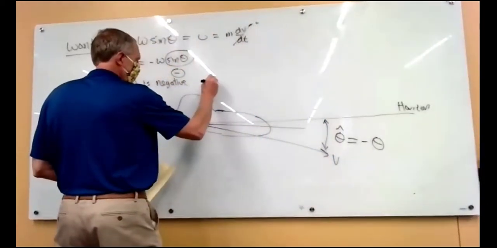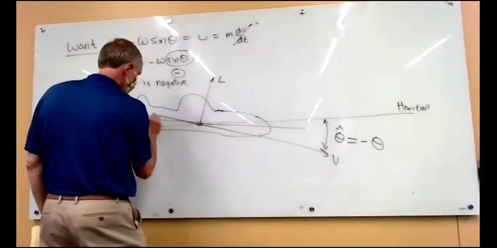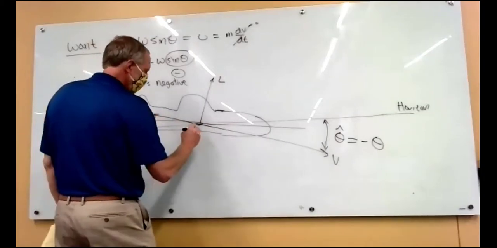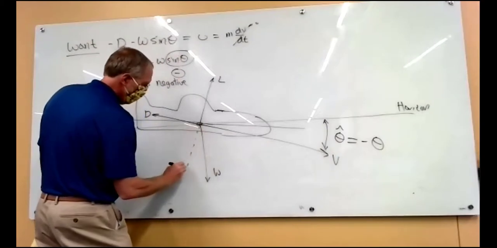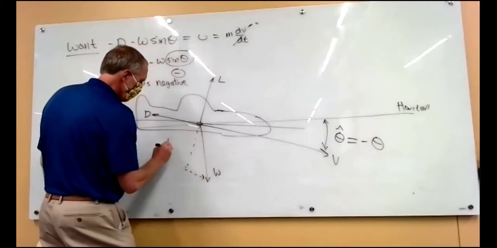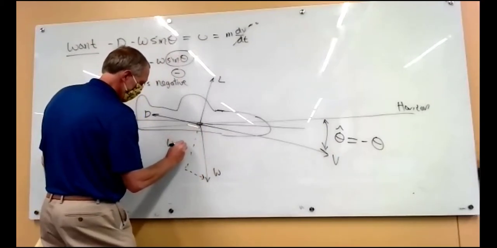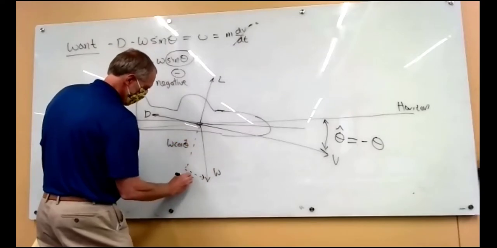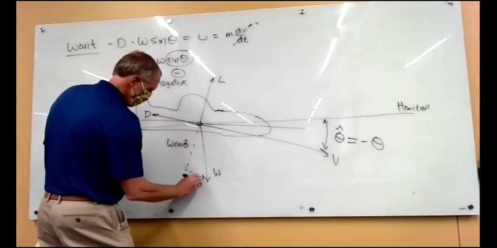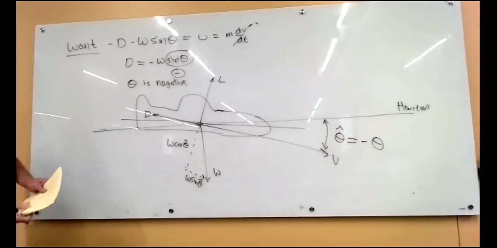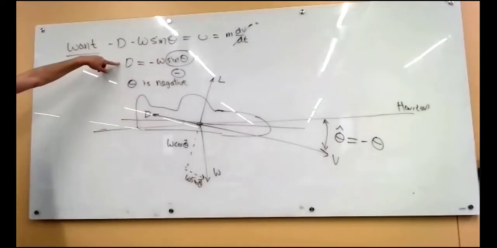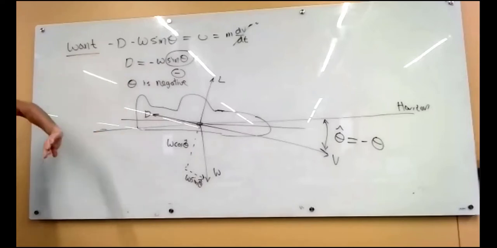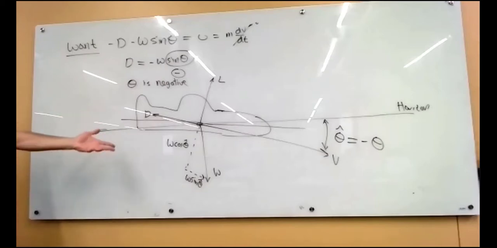The lift is this way. The drag is this way. Here's the weight, and we've got components of the weight, perpendicular and parallel. And you can see that we've got a weight component opposing the drag, just like this equation, except now theta hat is the negative of theta, so that takes care of everything. And from the picture, it's going to work.